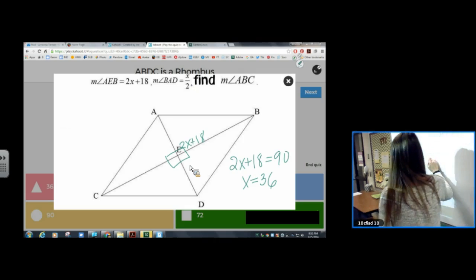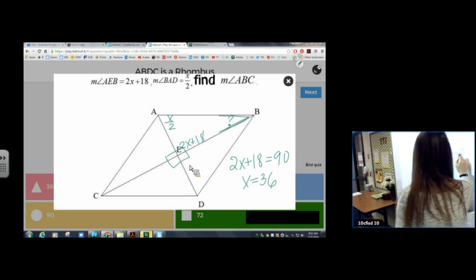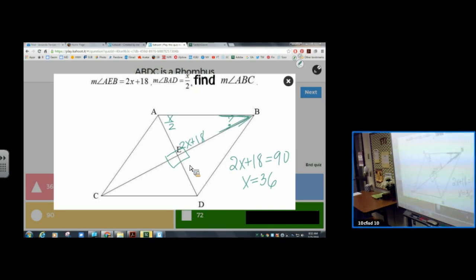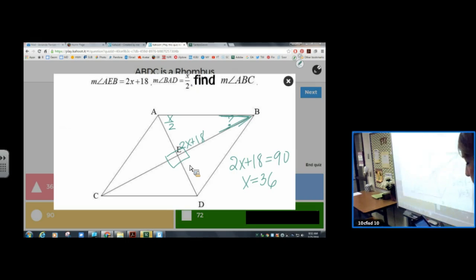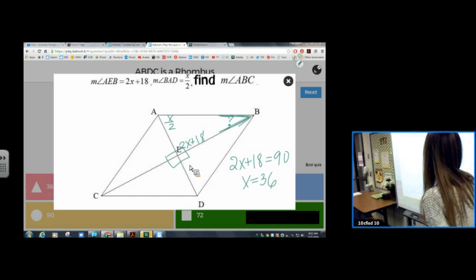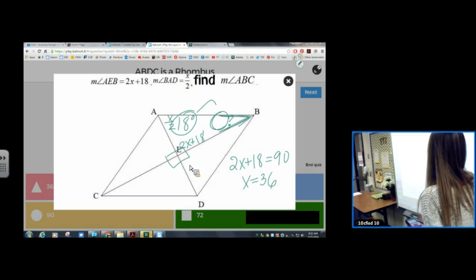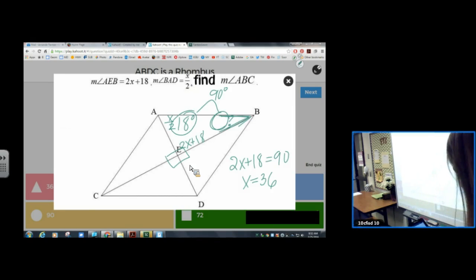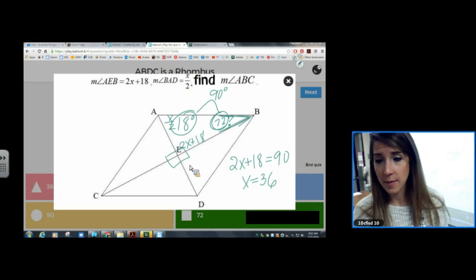BAD is x over 2, and we're trying to find angle ABC. We know that these two angles are going to add up to 90. Let's see. 36 divided by 2 is, of course, 18. So this angle is 18. We know that these two angles add up to 90 because that's how it works in a right triangle. So that's where the 72 came from. Is everyone okay with that?